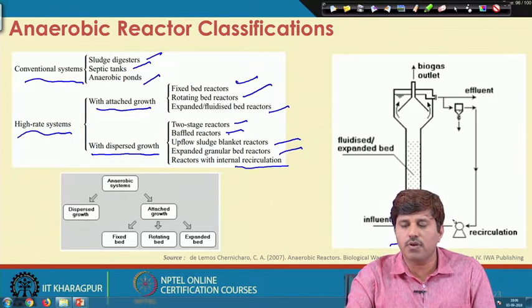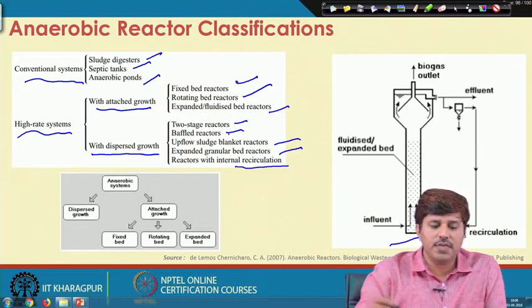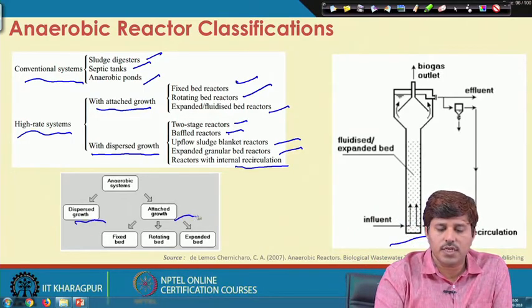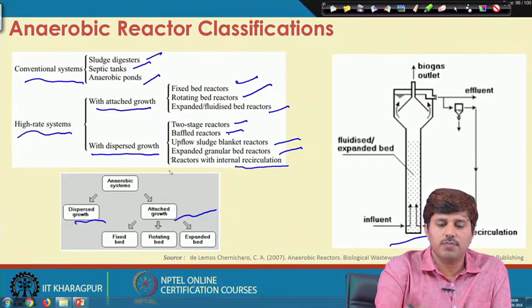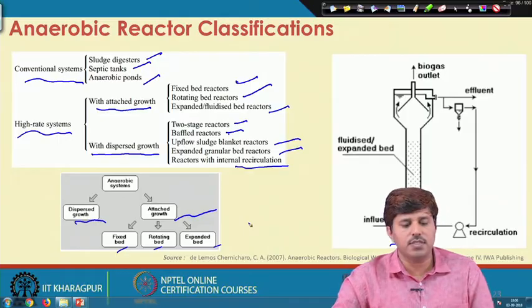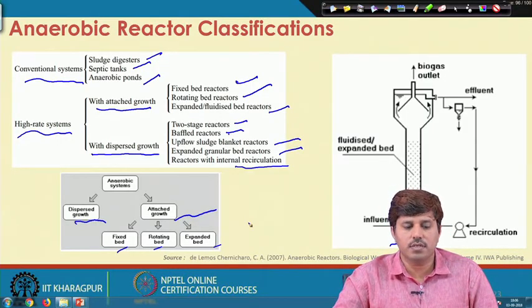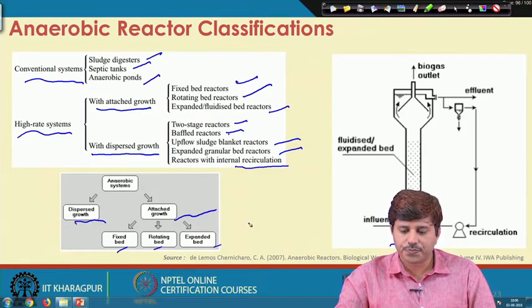This is an example of a fluidized bed reactor. The systems can also be classified based on whether they are dispersed growth or attached growth systems. The attached growth system will have fixed bed, rotating bed, or expanded bed systems, and there are quite a few classifications of the dispersed growth system.